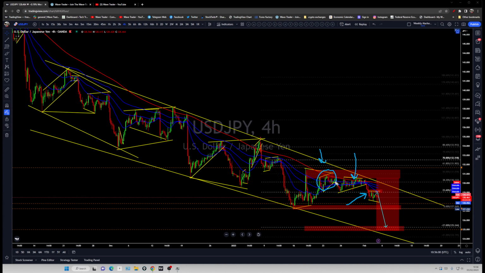The move which I was talking about in the previous video analysis, up to this previous low. So the move which is just happening over there, we were expecting that move, but we were expecting that move to be slower, not so aggressive. But we are having non-farm payrolls today.